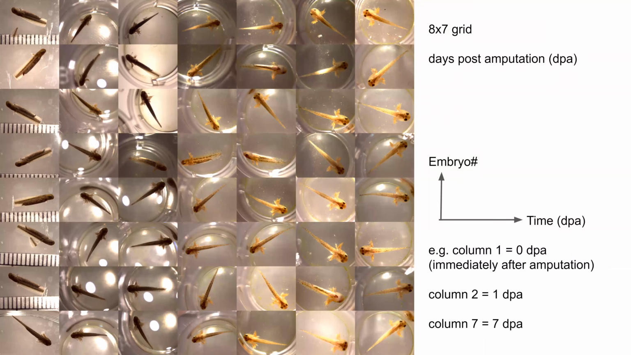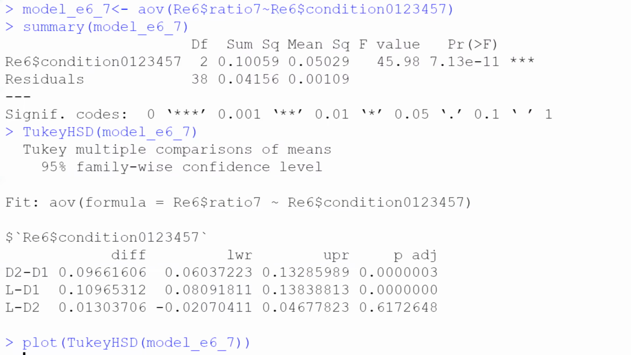And this picture shows an 8x7 grid that represents one condition of an experiment, in this case, the with algae light condition. Each row represents a new embryo, and each column a new time point, such that as you move from left to right, you're looking at time increasing in DPA, or days post-amputation. Now, each of these can be measured in ImageJ, and the measurements can be compiled and processed.